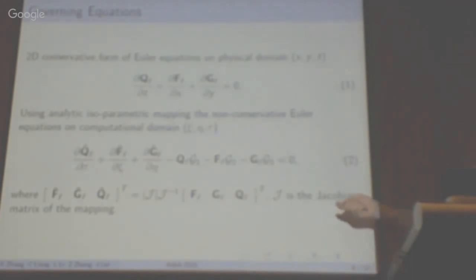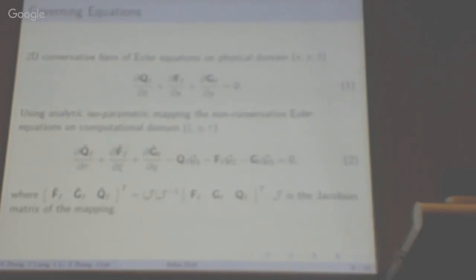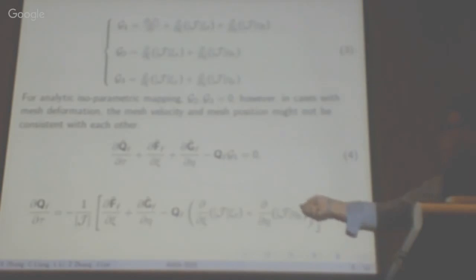Basically, if the mapping is isoparametric, and we can also specify the velocity and the position of the mesh in some analytical expression, then the non-conservative terms will vanish. For our cases, we use the analytic isoparametric mapping, so G2 and G3 will be 0. But in some cases, with the mesh deformation, the mesh velocity and mesh position might not be very consistent with each other. So in that case, G1 might be a non-zero term. So we cannot just remove this term from the non-conservative equations. Therefore, equation 2 can be reduced into equation 4 with the non-conservative term.